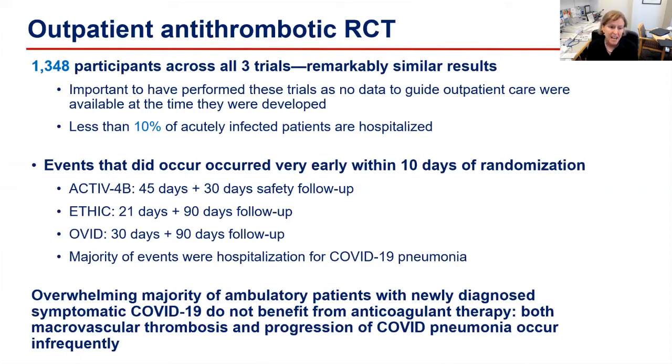And as we know, less than 10% of acutely infected patients are actually hospitalized. Again, events that did occur happened very early, within 10 days of randomization across all 3 trials, and we had from 75 days up to 90 days of follow-up, with no events really occurring outside that early window. And in all 3 trials, the majority of primary endpoints were hospitalization for COVID-19 pneumonia. So the overwhelming majority of ambulatory patients with newly diagnosed symptomatic COVID-19 do not benefit from anticoagulant therapy. Both macrovascular thrombosis and progression of COVID-19 pneumonia occur very infrequently in these patients.